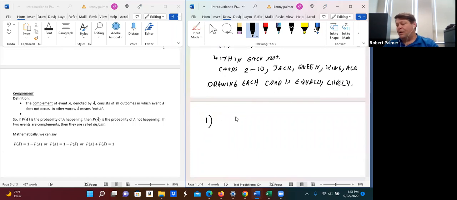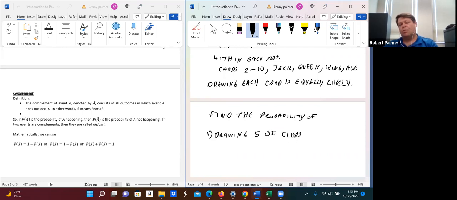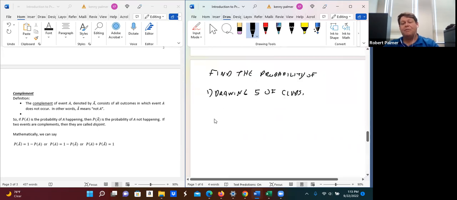So number one, or let me state this more generally. And so let's say that I want to find the probability of number one, drawing the 5 of clubs. Okay, so probability of drawing the 5 of clubs, we can write that as I'll put it as 5 of clubs, kind of the same way.